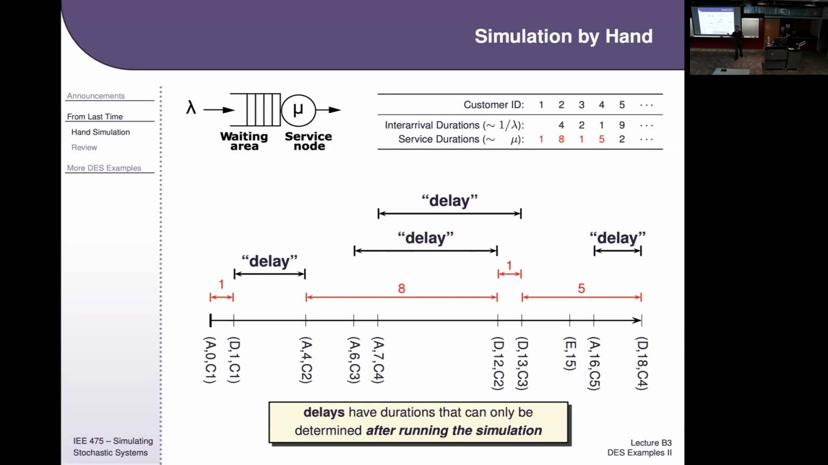These are the conditional waits. These are things where the wait time is conditioned on the state of the system, and we cannot know them until we run the simulation. And that's the difference between delays and activities, and we can start to see that in these simulation executions.